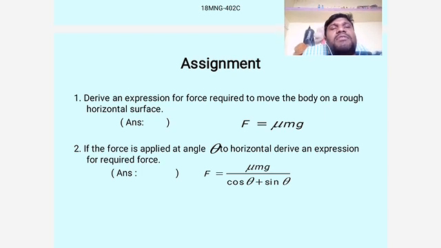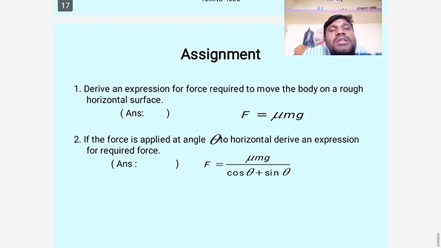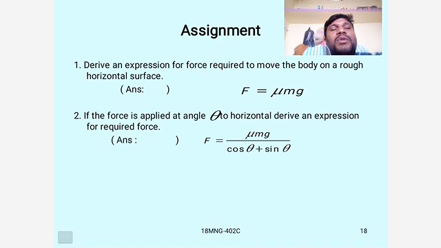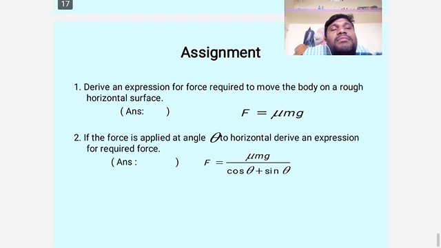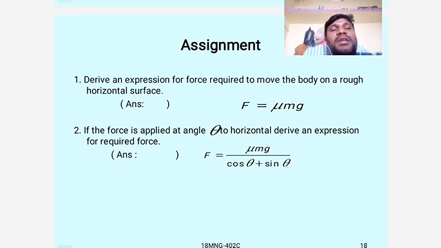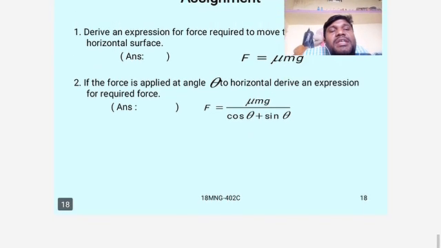Derive the expression for force required to move the body on a rough horizontal surface. F is equal to mu mg. If the force is applied at an angle theta to horizontal, derive an expression for required force. F is equal to mu mg divided by cos theta plus mu sin theta.